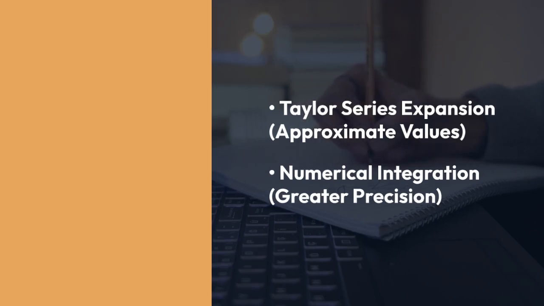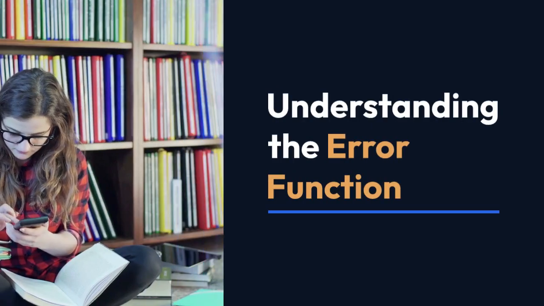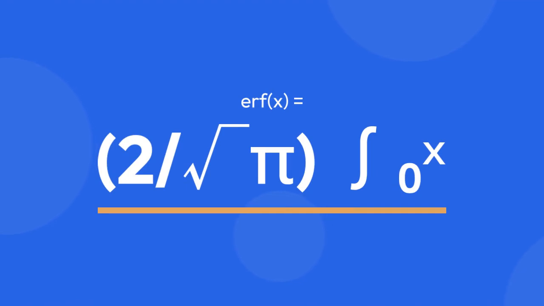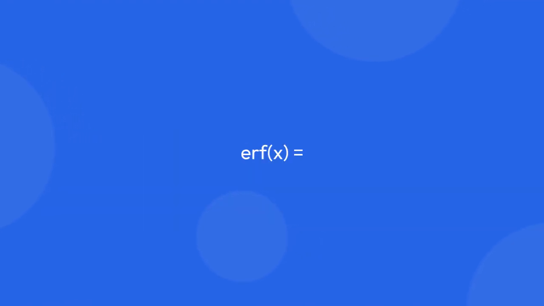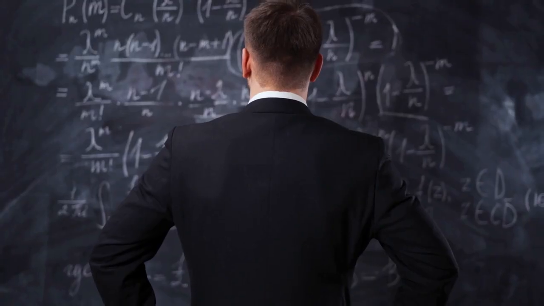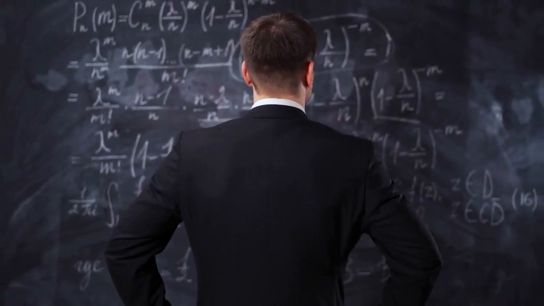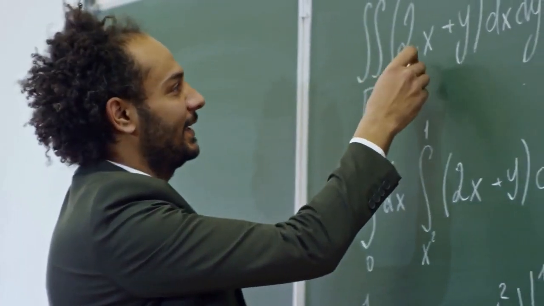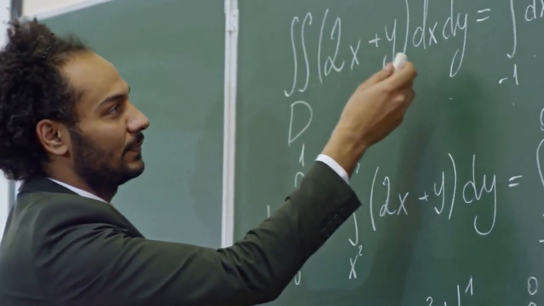1. Understanding the error function. The error function is defined as erf(x) equals 2/√π times the integral from 0 to x of e^(-t²) dt. This means it's the integral of a Gaussian function from 0 to x. Because there's no closed-form solution for this integral, except for specific values, we need to rely on approximations.